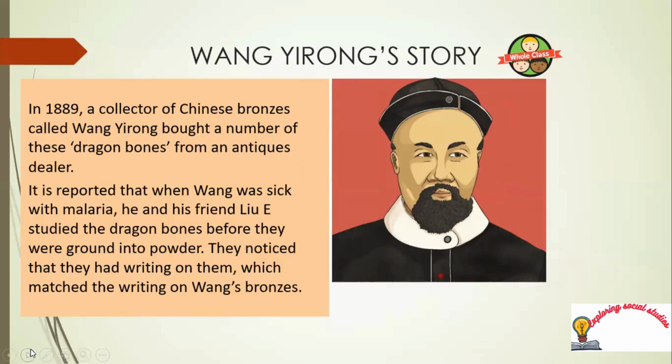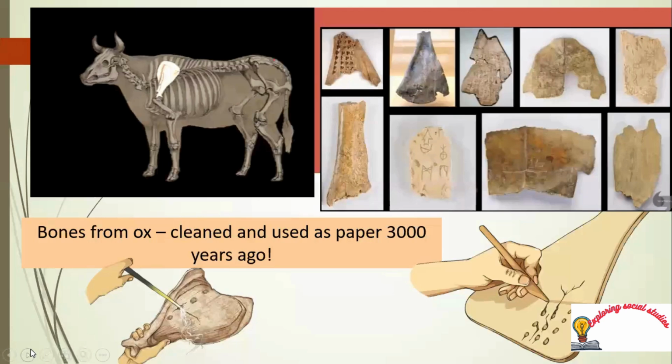Wang Yong's story. In 1889, a collector of Chinese bronzes called Wang Yong bought a number of these dragon bones from an antiques dealer. It is reported that when Wang was sick with malaria, he and his friend Liu studied the dragon bones before they were ground into powder. They noticed that they had writing on them, which matched the writing on Wang's bronzes. The bones were cleaned and used as paper 3,000 years ago.